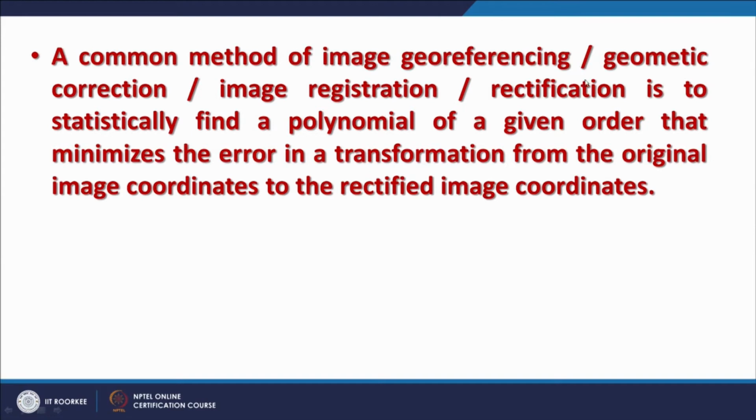So this is a common, important method, which is called image georeferencing. Also somewhere in the literature you will find geometric correction, image registration, or image rectification. So many terms are used for the same processing. What exactly does it do? It is a statistical fit, a polynomial of a given order. We will decide, depending on the distortions present in the image, which polynomial order will be used.